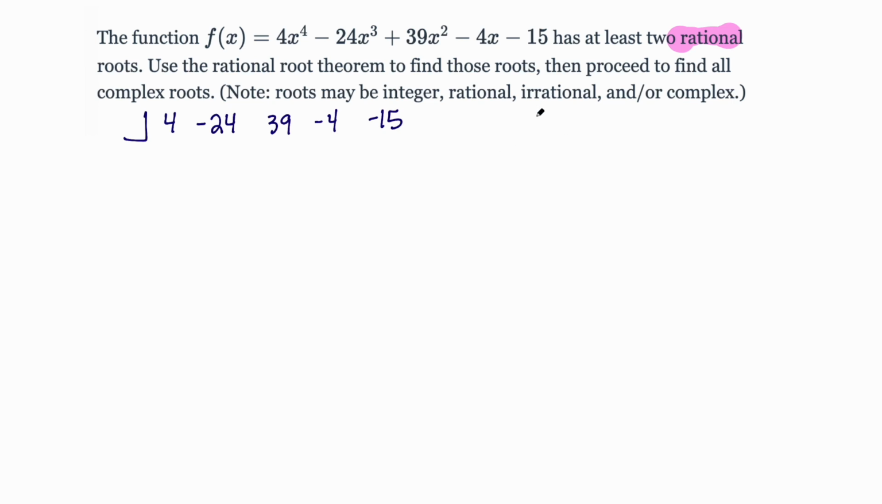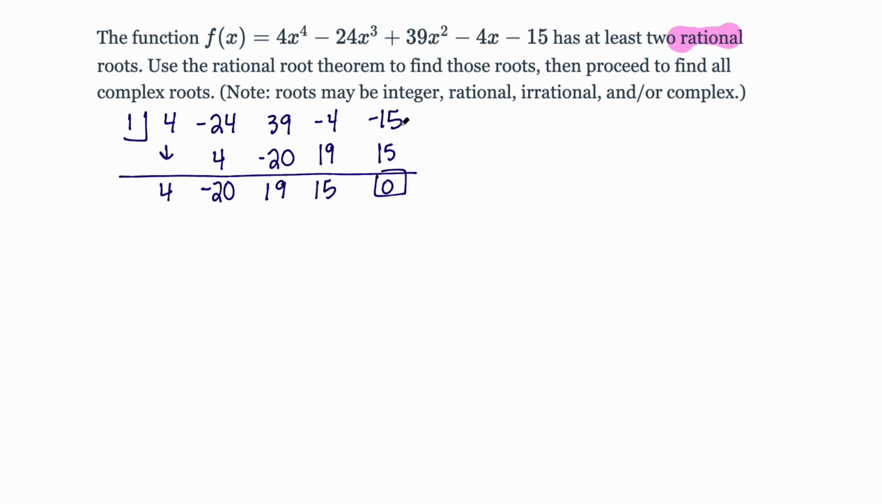I also know that 1 works. Why? Because 4 minus 24 plus 39 minus 4 minus 15 gives me 0 if you add them all together. So I know that a 1 works. So I'm going to bring down the 4 and multiply and add, multiply and add, multiply, add, multiply, and add. Okay, so I know x equals 1 works.